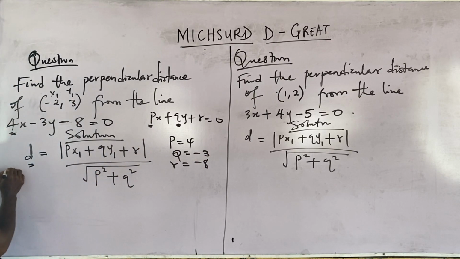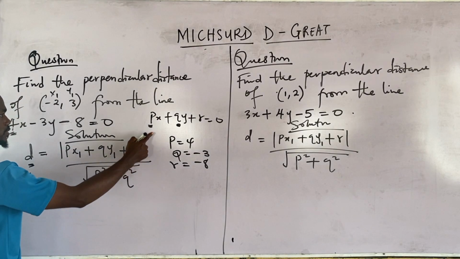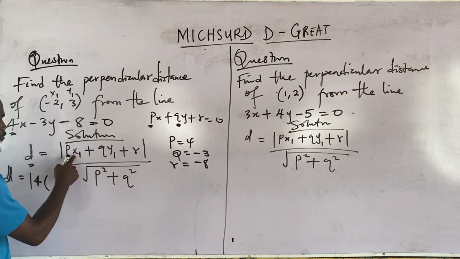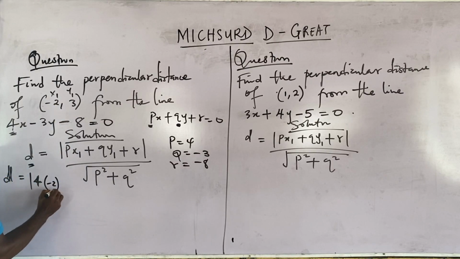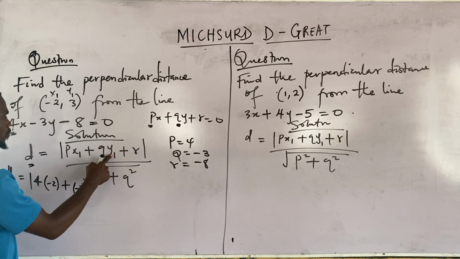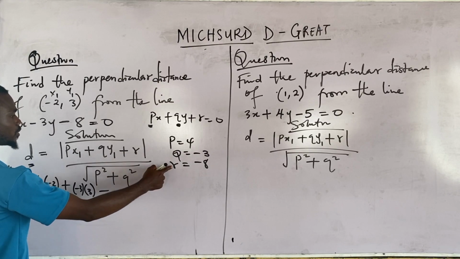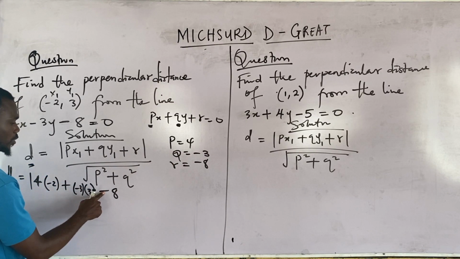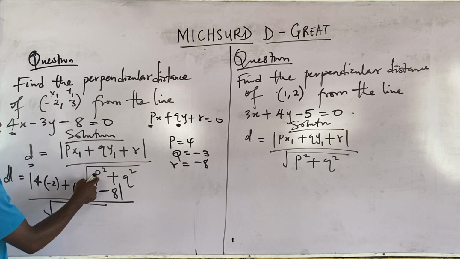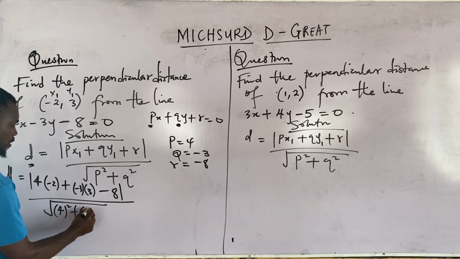So if we come to the equation and solve, we have the magnitude of px. So our p is 4, but our x1 is given already as -2, then plus q. Our q is -3, then y1 is what? Is 3. Then we have plus r. But r is -8. So minus times plus will give us minus. So we have this all over the square root of p, p is 4 all squared, plus q, q is -3 all squared.